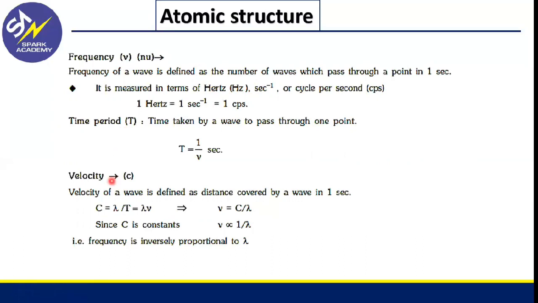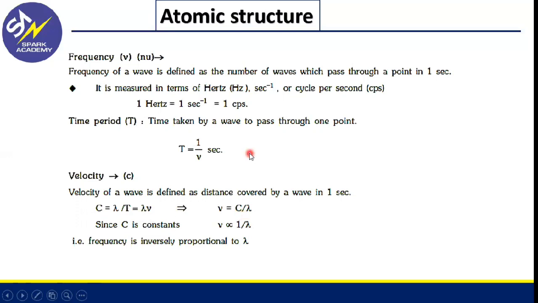The next one is velocity. Velocity means how much distance is covered in 1 second. Frequency is how many waves, velocity is how much distance is covered. That is why velocity is given by the formula lambda by t, and 1 over t means frequency. So velocity equals lambda times nu. This is the formula: velocity c equals lambda times nu, or nu, that is frequency, equals c over lambda.